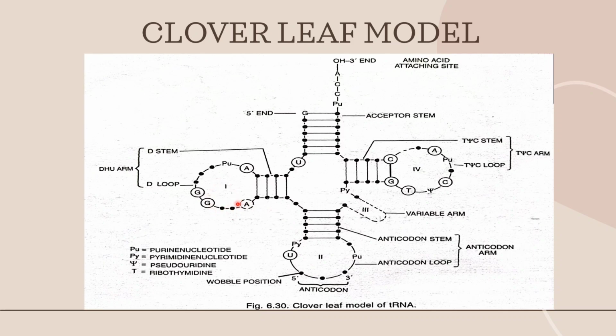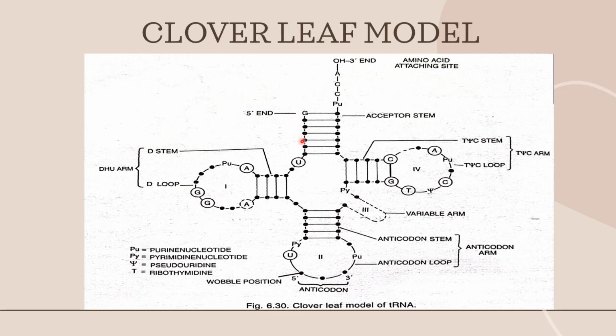This is the D loop. The D loop contains 8 to 12 bases. It is the largest loop. It is the binding site for the aminoacyl tRNA synthetase enzyme. Talking about the T-side loop, it has 7 bases: 1, 2, 3, 4, 5, 6, 7. Out of these, Psi means pseudouridine. This loop is the site for attaching to the ribosome.